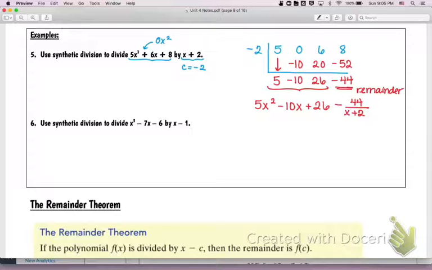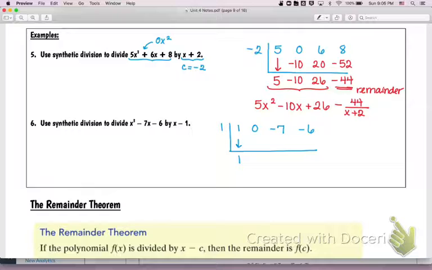Remember, bring the first one down, and then you multiply by the corner number to fill in the column, and you add up the column. Then do it again, fill in the next column, add up the column. So pause the video, please, and try number 6. I'll come back with the work in 3 seconds.